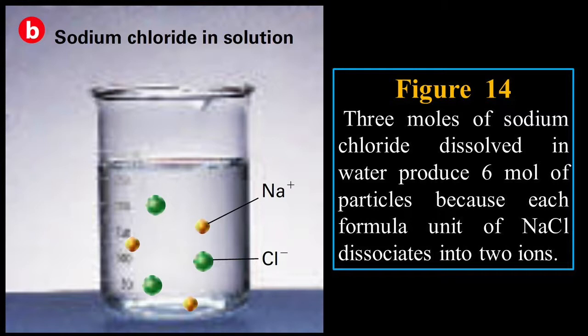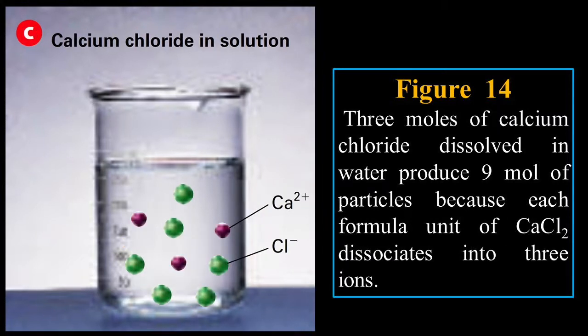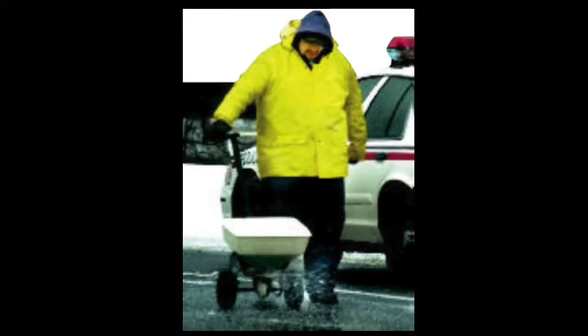dissociates into 2 ions. So you have twice the number of moles of a salt, a binary salt, such as sodium chloride, where you only have 1 of each, as opposed to potassium or calcium chloride, where you have 3 ions, such as this. 3 moles of calcium chloride dissolved in water produce 9 moles of particles because each formula unit of calcium chloride dissociates into 3 ions. So that's C, that's calcium chloride.